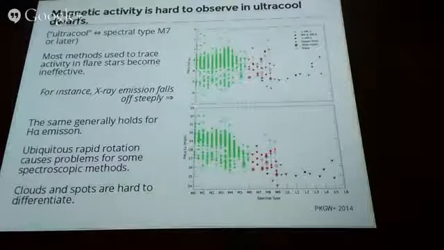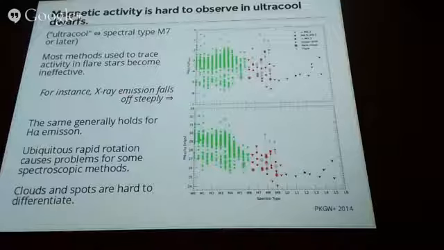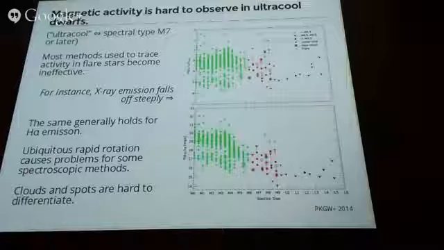For the initial context, this is a proposition I want to make. When we're talking about the very cool objects, so ultra cool things that are spectral type 7 or later, that's kind of a catch-all, because some of them are stars, some of them are brown dwarfs, some of them we don't actually know because we don't know their ages. It gets really hard to study.